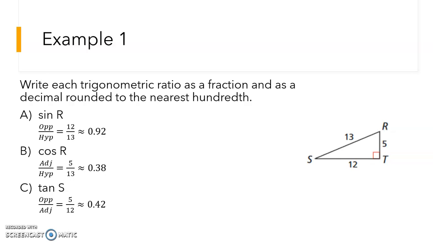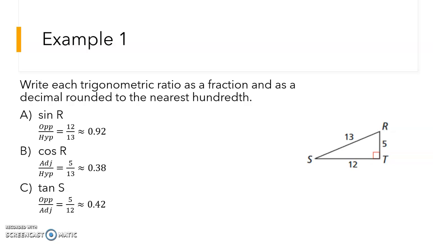So the tangent of angle S is the opposite side over the adjacent side. Now, angle S is here, so opposite from it will be the 5, and adjacent to it will be the 12. So it's 5 over 12, which if you do that in a calculator, you get 0.42. So it's time for you to try it.